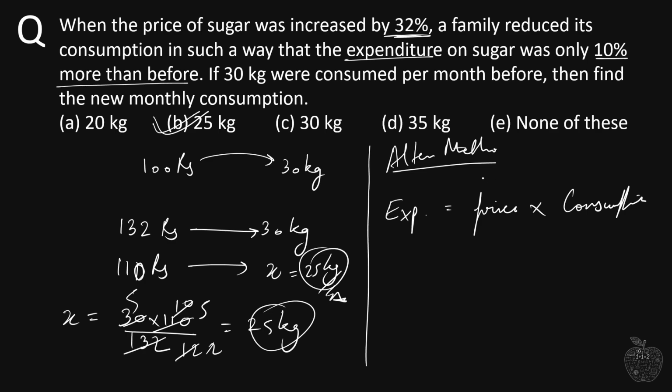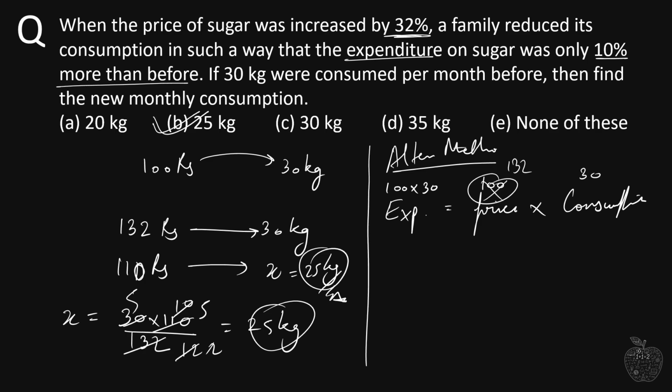Now previously the price was 100, and the consumption was 30 kgs. So the expenditure here will be 100 into 30, right? Earlier the price was 100, their consumption was 30 kg, so the expenditure was 100 into 30. Now what happened is the price increased by 32%, so now the new price becomes 132.